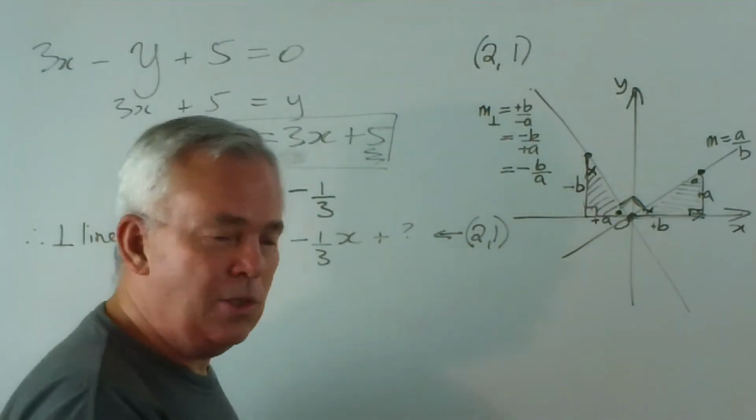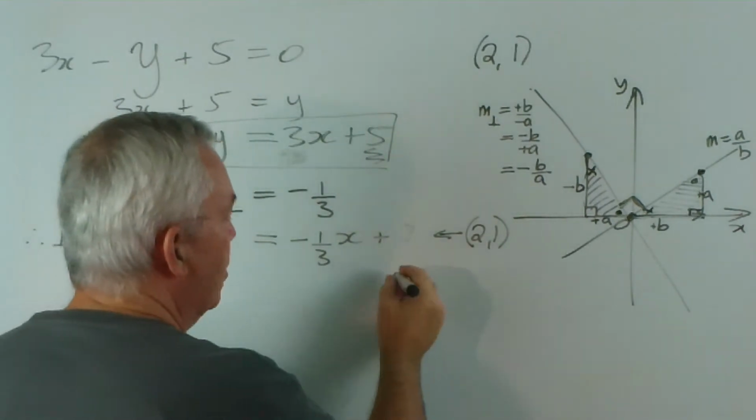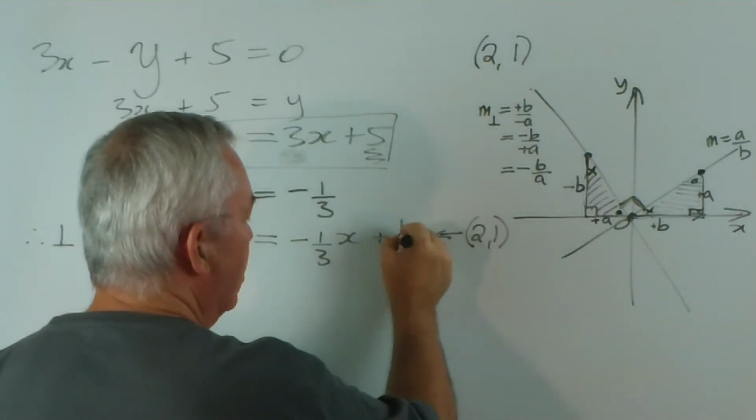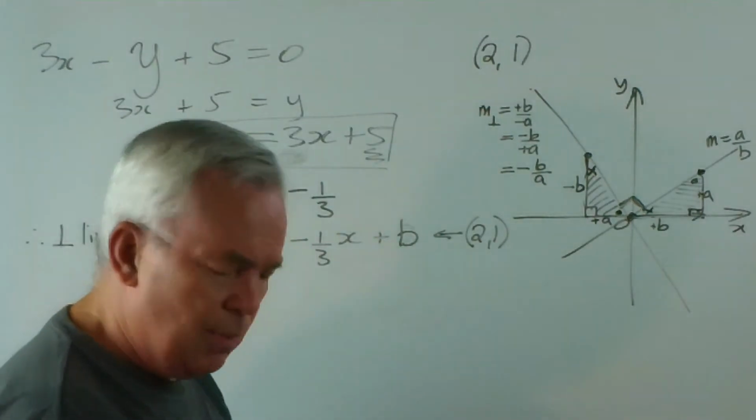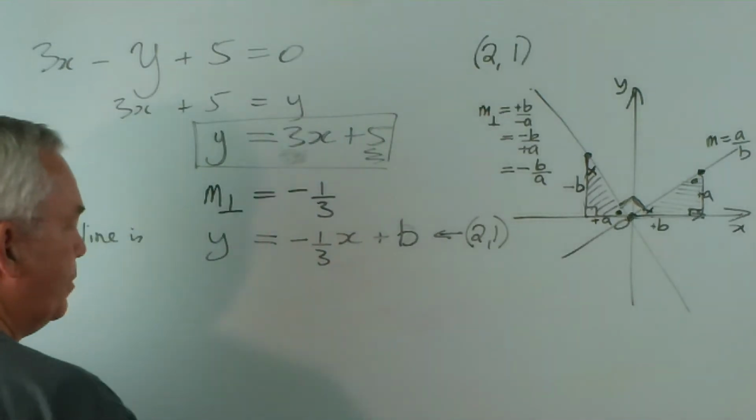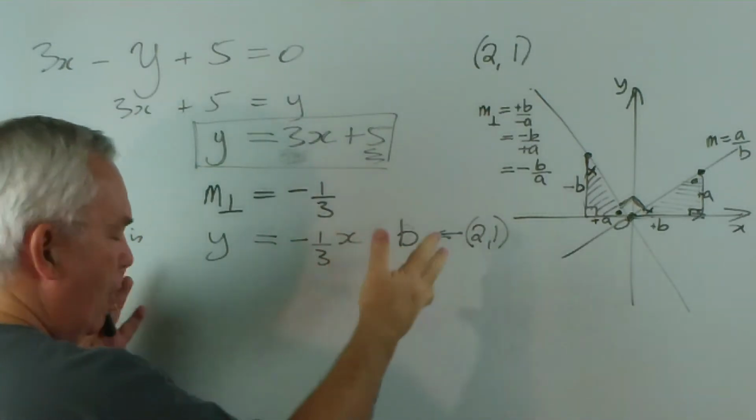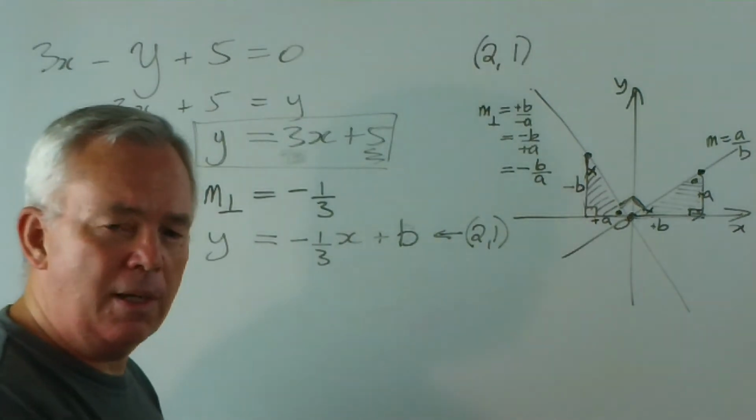Now, we don't use a question mark in algebra. I suppose we could, but we prefer to use letters. Here in Australia we tend to use b. Some other countries might use a c or something. It doesn't really matter what letter. But once we find the value of that letter, we have found the equation of the perpendicular line.